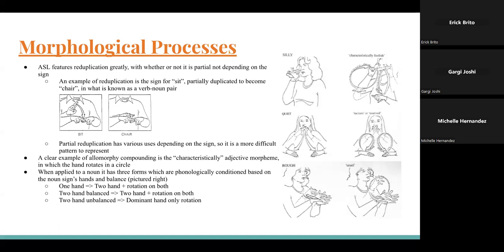This is one use of partial reduplication, and ASL has many others, such as emphasis, so it isn't a straightforward pattern. A clearer example is the allomorphic compounding of the characteristically adjective morpheme, which causes the hand to rotate. When applied to a noun, it produces three distinct phonologically conditioned actions, pictured here on the right, depending on how many hands are involved in the sign and whether it is balanced or not.